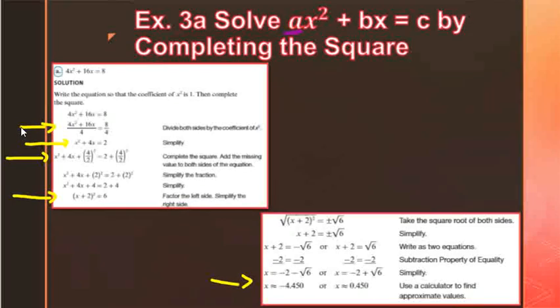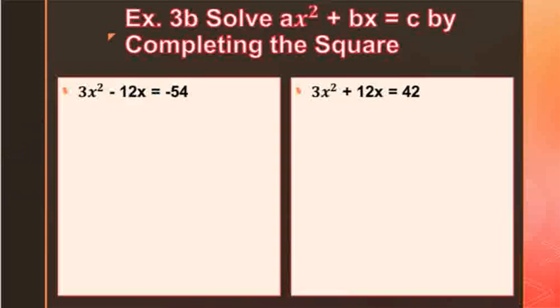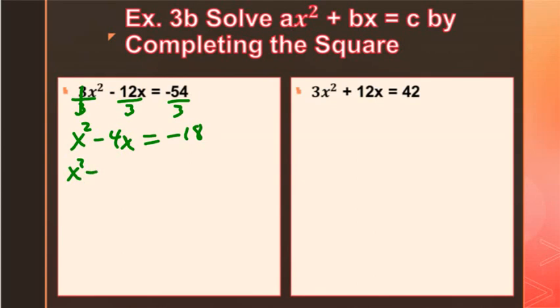So let's take an example of one of our problems. Here I have 3x squared minus 12x equals 54. I need to make this an x squared, so I divide everything by 3. So I end up with x squared minus 4x equaling a negative 18. Now I need to complete the square, so I have x squared minus 4x plus negative 4 divided by 2 squared equals a negative 18 plus negative 4 divided by 2 squared.